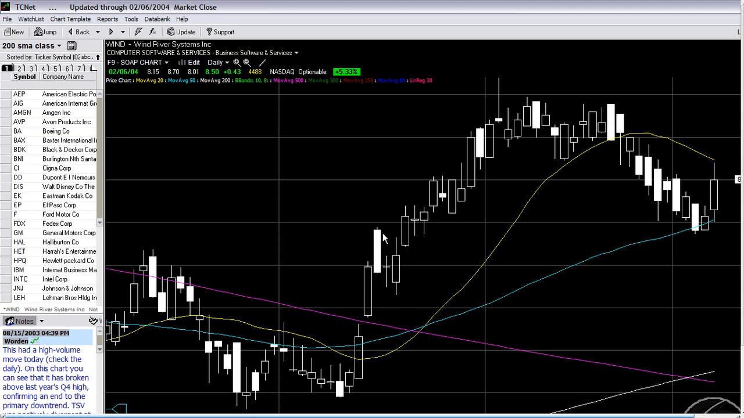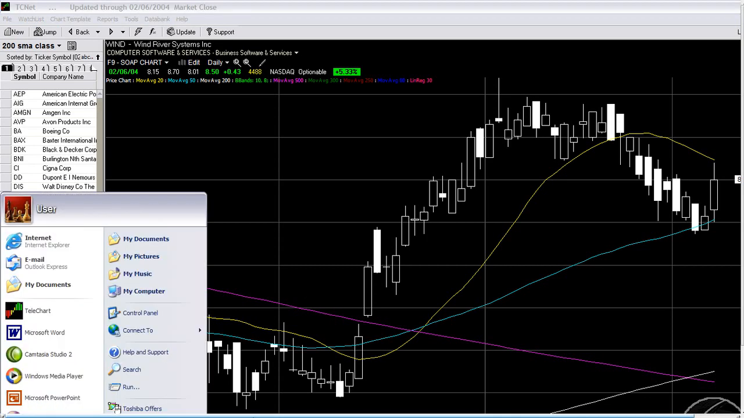A nice wave 3. So what I want to do right now is take a quick review of the wave counts and candlesticks for moving up and down. They move up and down in waves. So let's look at how those waves move.